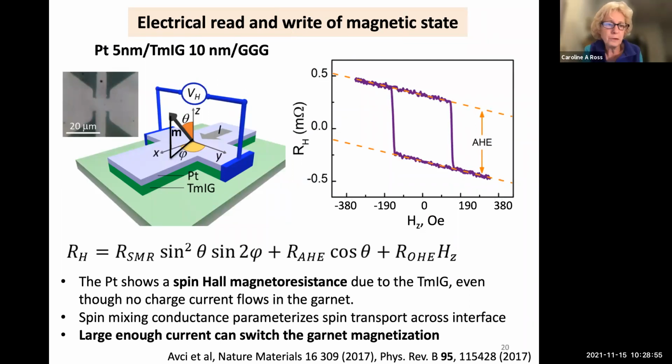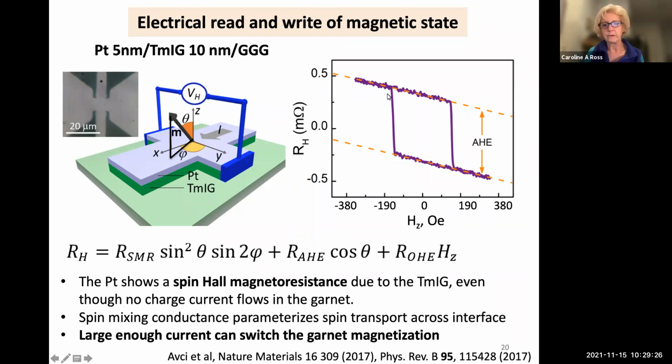Now I want to show you some spintronic results on how we can use electrical signals in a platinum layer to both read and write the magnetization of a garnet layer. We make Hall crosses where we measure the Hall resistance in the platinum as we flow a current through the platinum. And I remind you that the garnet itself is a very good insulator, so none of this charge current is passing through the garnet. It's all in the platinum.